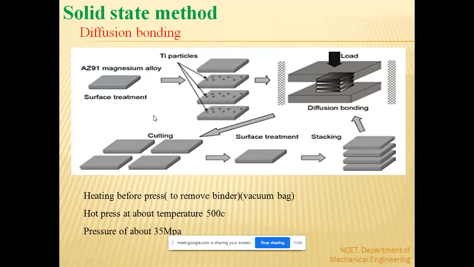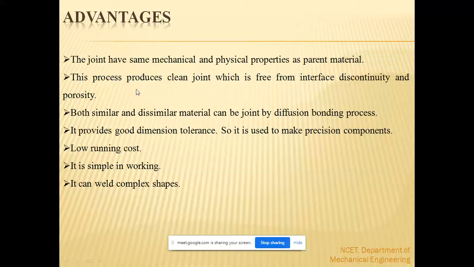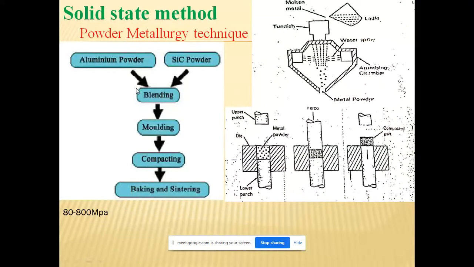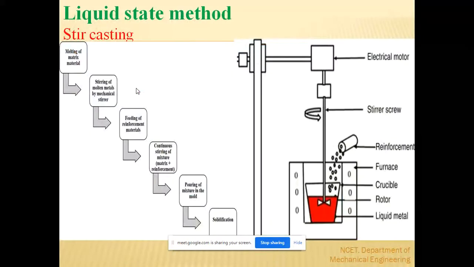And in the last class, we thought about diffusion bonding, how it works, and what are the advantages, disadvantages, applications, and powder metallurgy. What are its applications and advantages, right? Now we'll come to the liquid state. See, in the liquid state, as I told you, there are two methods. One is stir casting, one more is squeeze casting.